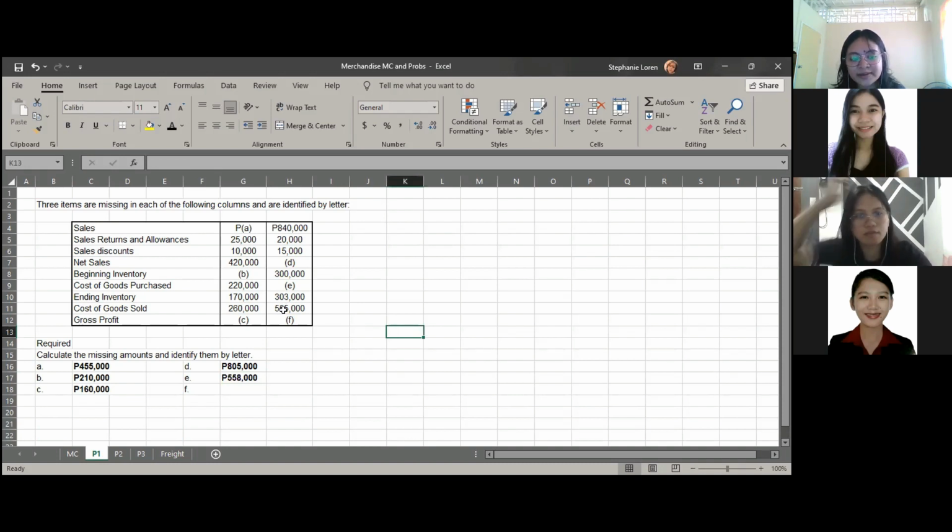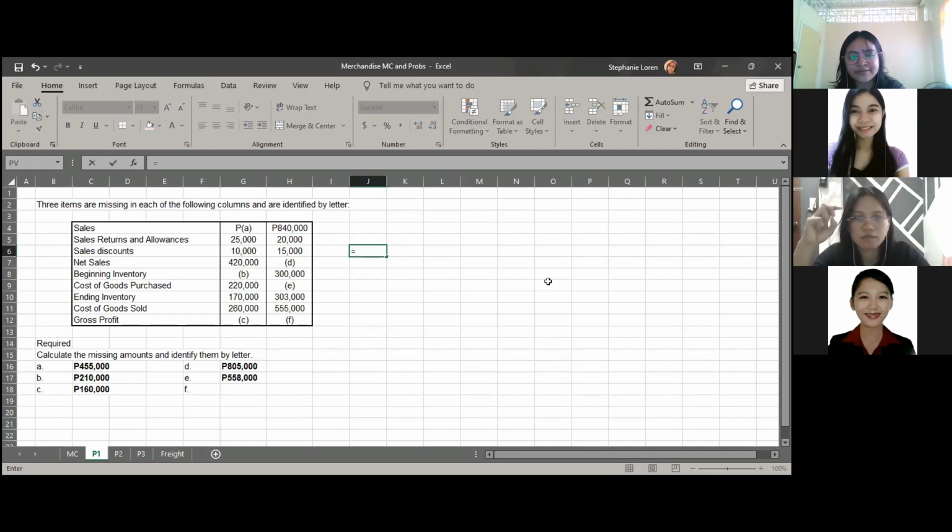Work back ulit. So, that is cost of goods sold na 555. Dati nililas mo yung ending inventory. Ngayon, i-add back mo na siya. That's 303. And then, dati ina-add yung beginning inventory. So, ngayon, ililess mo naman siya. 300. So, we have 558,000. Ayan. Na-follow ba?